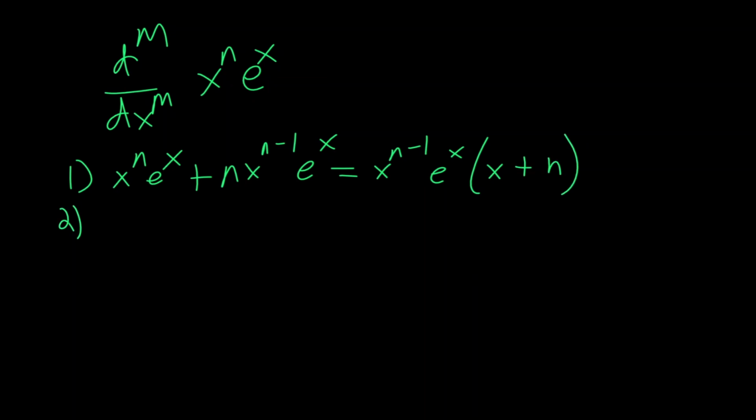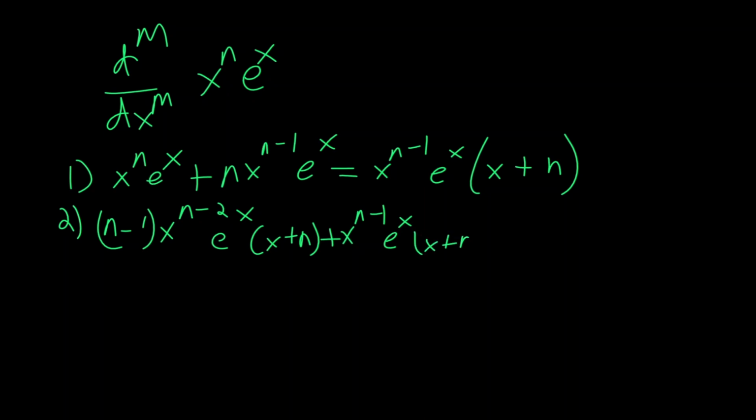Okay, what about the second derivative? Well, we just have to differentiate what we just got from the first derivative, right? So we'll just do product rule, but like 3 times this time. So we're going to end up with (n minus 1) times x to the n minus 2 times e to the x times (x plus n), plus x to the n minus 1 times e to the x, because the derivative of e to the x is just e to the x, and then plus one more time. Well, the derivative of x plus n is just going to be 1, so we just have an x to the n minus 1 times e to the x.